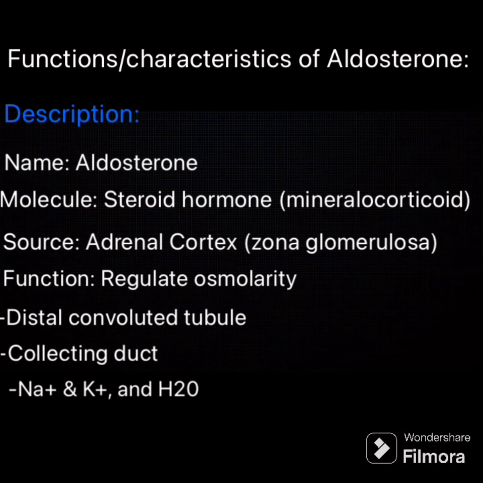Now I want to talk about some of the functions and characteristics of aldosterone. This is a steroid hormone, specifically a mineralocorticoid, and it's secreted in the adrenal cortex, specifically the zona glomerulosa. Its function is to regulate osmolarity of the distal convoluted tubules in the kidneys, as well as the collecting ducts. So this is going to change whether or not sodium or potassium and water is going to be reabsorbed.